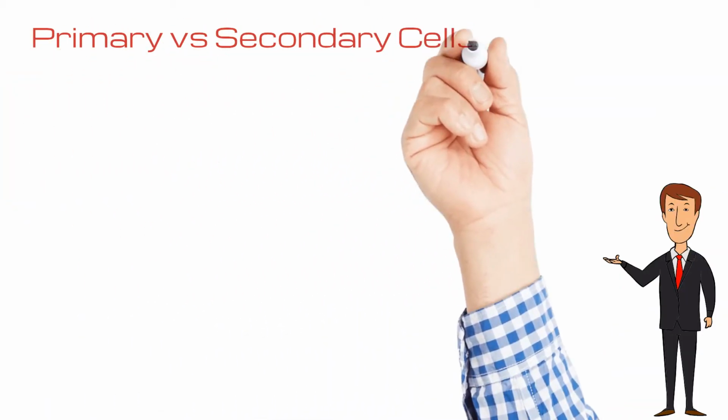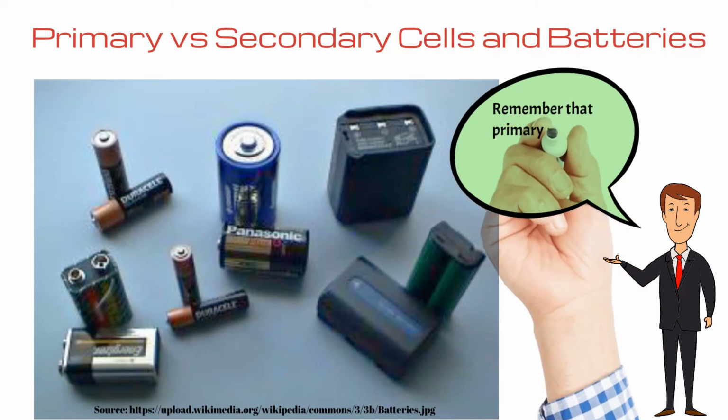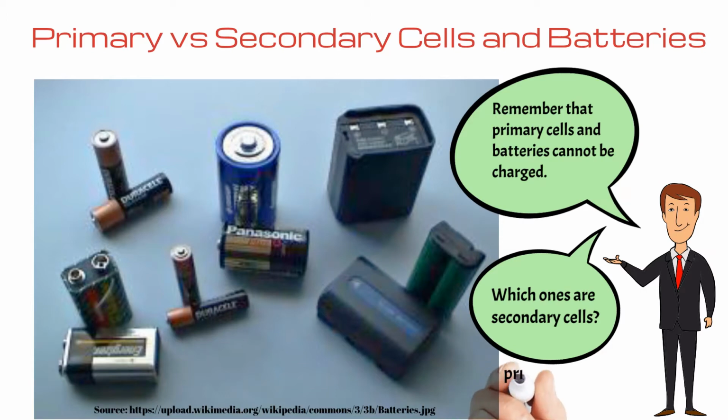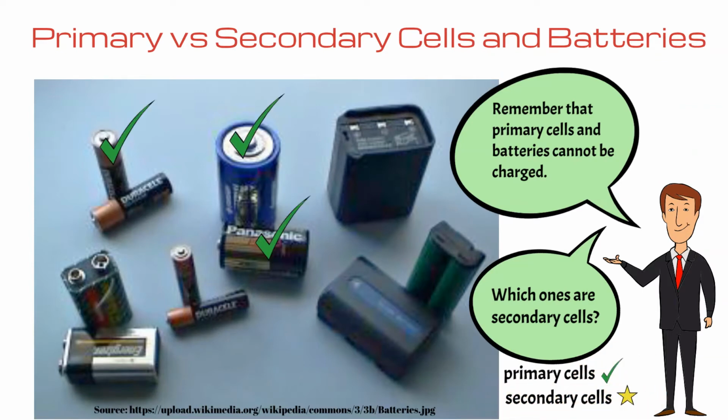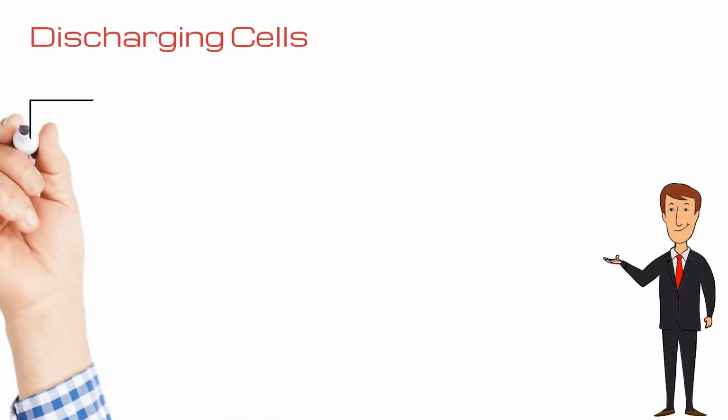The difference between secondary and primary cells, again, is that primary cells cannot be charged. So which of these cells are secondary cells? Let's mark the primary cells with ticks and the secondary cells with stars. It's actually difficult to determine just from the look which ones are primary and which ones are secondary cells and batteries. Both primary and secondary cells discharge when used.